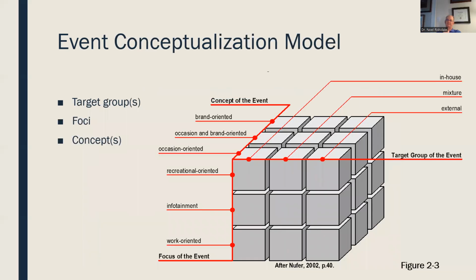Now, the next one is a little bit more jumbled, okay? And this is where it looks like, yes, a Rubik's Cube. And I would say probably this is fairly accurate. You start out at the top there with the concept of the event, look at the brand orientation, the occasion, and then is it occasion oriented or is it brand oriented? Or is it both? Is it recreational oriented? Is it infotainment? Is it work oriented? So you get down to the focus of the event as you get closer to there.